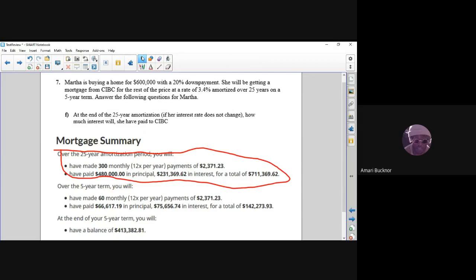She paid $231,000. Perfect. So she's paid back the $480,000 because that's what she borrowed. But on top of that, this is the interest that she paid on the loan. This $711,000, that's when you combine the interest and the principal together, right? That's where this number here comes from, by adding these two numbers together. But the fact is that she paid back what she borrowed, plus she paid interest, which is what the bank is keeping as their profit for doing business with Martha.